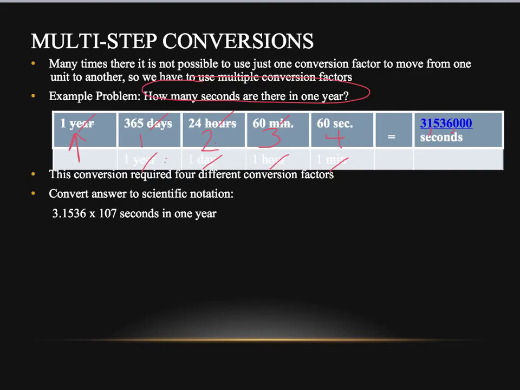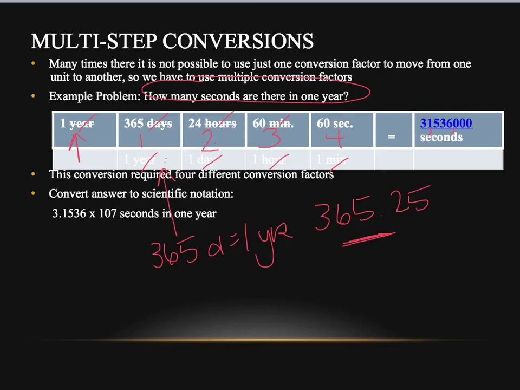Well, that's not really true. This number is not exact. There are not exactly 365 days in 1 year. There are actually 365.25 days in 1 year. So this would be our limiting factor, right?